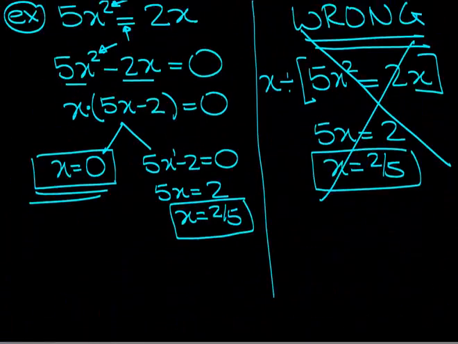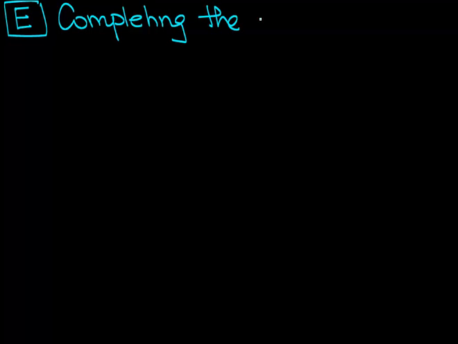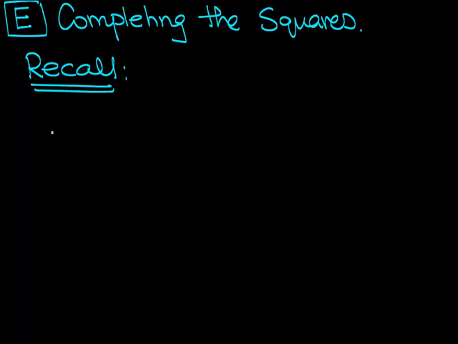The next thing we want to do is talk about the next method, which is completing the square. Now, just to recall what this method is trying to do. Let's say you're given a polynomial, the one we just did a minute ago. If you recall, it was x squared plus 3x minus 4.